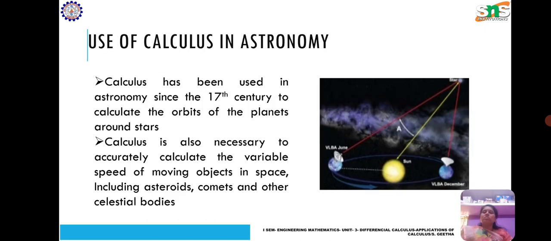Now, the uses of calculus in astronomy. Calculus has been used in astronomy since the 17th century to calculate the orbits of the planets around a star. Calculus is also necessary to accurately calculate the variable speed of moving objects in space, including asteroids, comets and other celestial bodies.